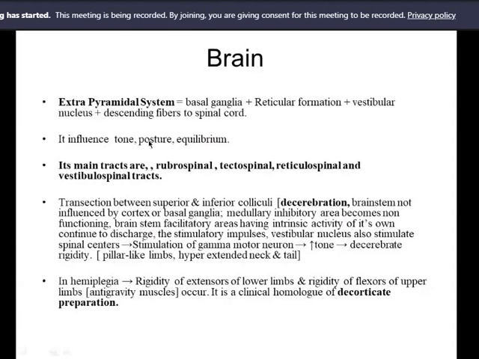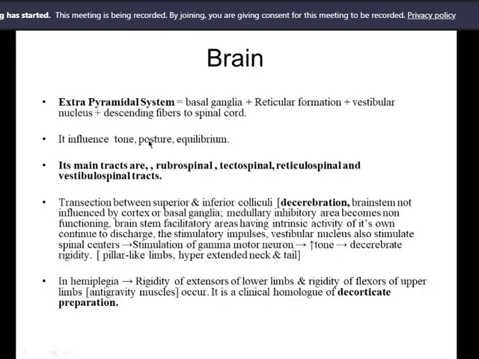When the posture is stable, that is called equilibrium. For tone, posture and equilibrium, which are needed? The motor system is needed, the cerebellum is needed, and the vestibular apparatus is needed. I repeat, motor cortex and motor system is needed, cerebellum is needed, and the vestibular apparatus is needed.